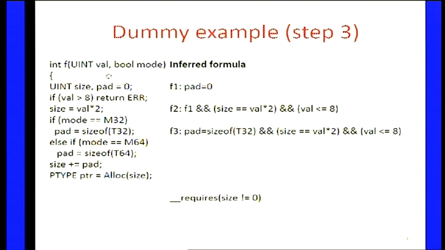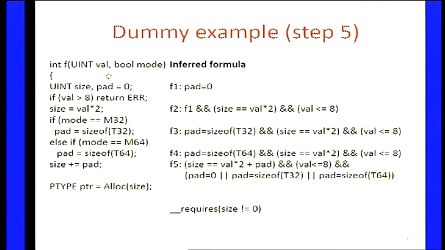We continue. Here we enter the first condition. Pad is not 0 anymore. It becomes size of T32, and the size doesn't change, and the constraint on val doesn't change. We have the same here for the other case, where pad is equal to size of T64, and size has the same constraint, val has the same constraint. And then we have the merge point.